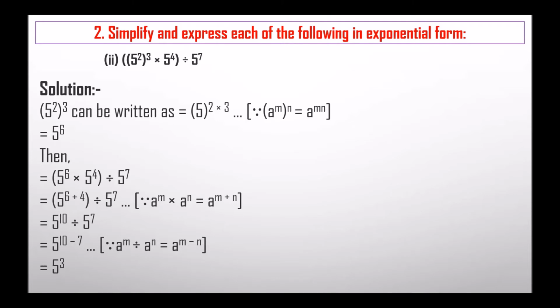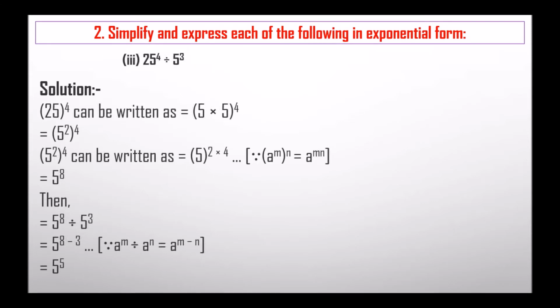Next, 5 square bracket raised to 3 into 5 raised to 4 divided by 5 raised to 7. So 5 raised to 2 bracket raised to 3 can be written as 5 raised to 6. 5 raised to 6 into 5 raised to 4 divided by 5 raised to 7. So 6 plus 4 is 10. So 5 raised to 10 divided by 5 raised to 7. So 5 raised to 10 minus 7, that is 5 raised to 3.